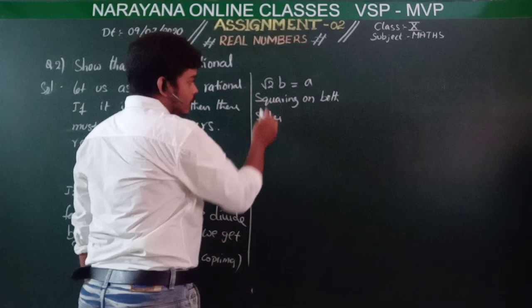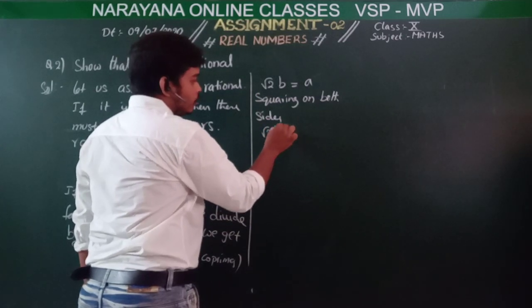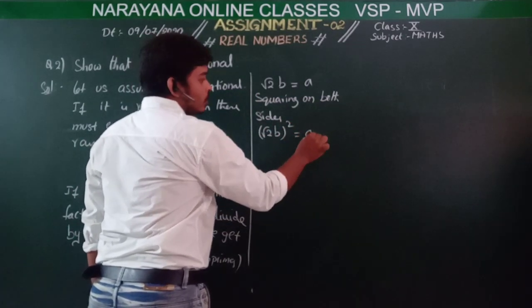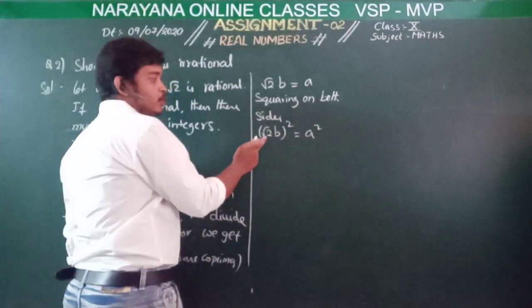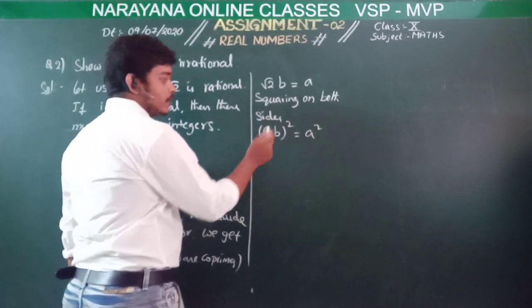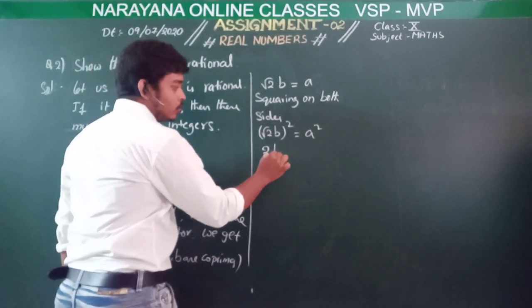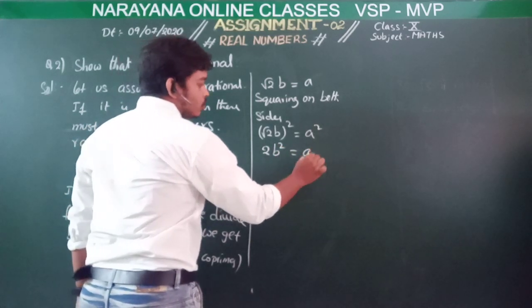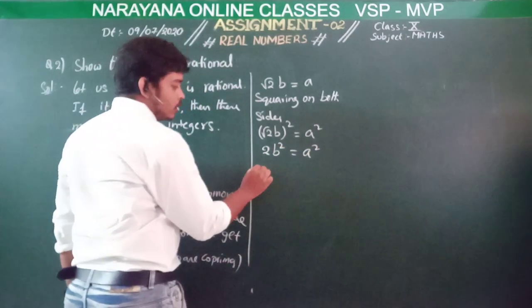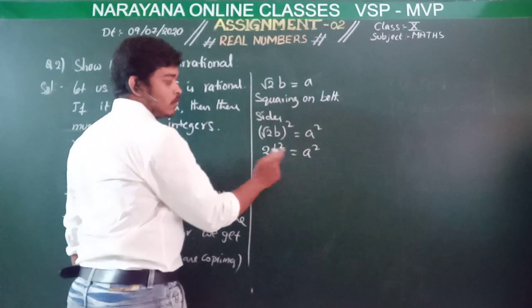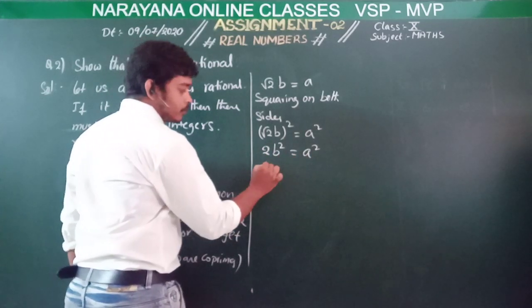So squaring on both sides, root 2 into b whole squared is equal to a squared. This 2 is responsible for both the root 2 and b. Then the square root gets cancelled. Then 2b squared is equal to a squared. We have a theorem there. So 2 divides a squared, then 2 divides a.